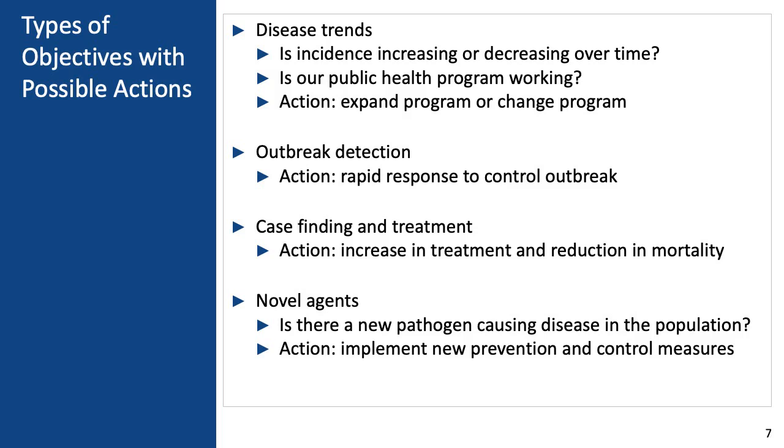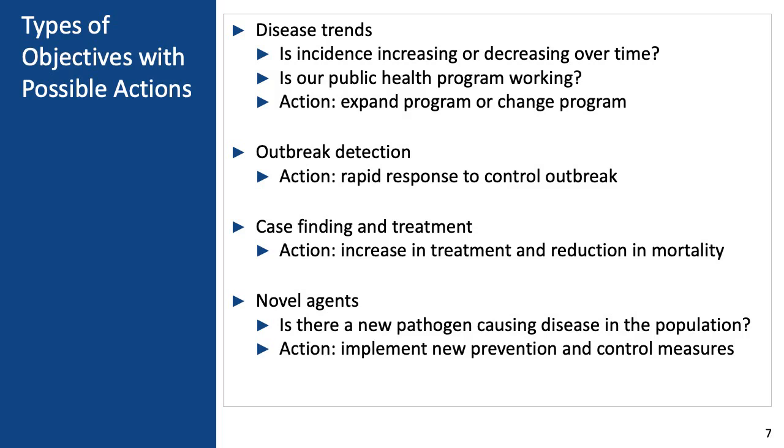Finally, another common type of public health surveillance objective is to identify novel agents. So we may want to know, is there a new pathogen causing disease in this population? Influenza is a good example here because sometimes there are new influenza viruses that arise, sometimes from animal reservoirs, and they can cause large outbreaks. So we may want to detect these as soon as possible, and we may have surveillance systems that are designed specifically for this purpose, with this objective in mind.